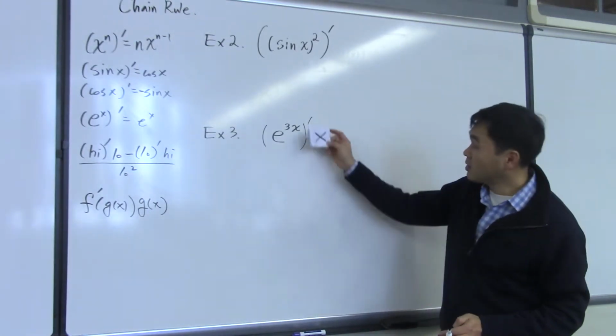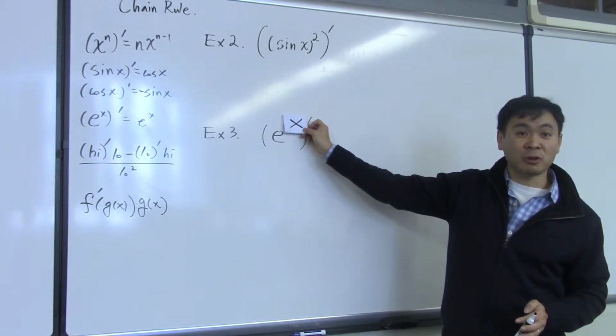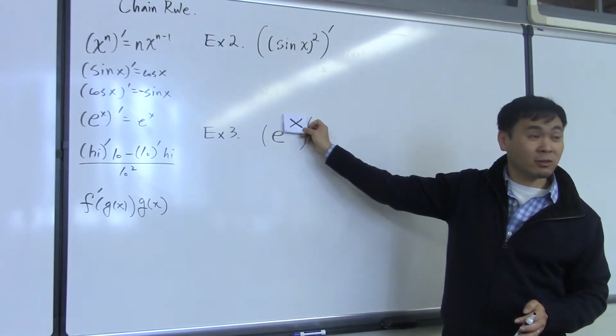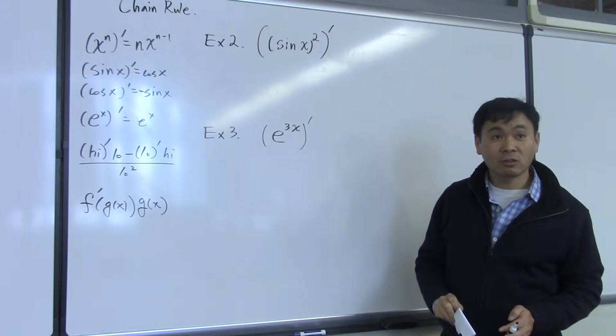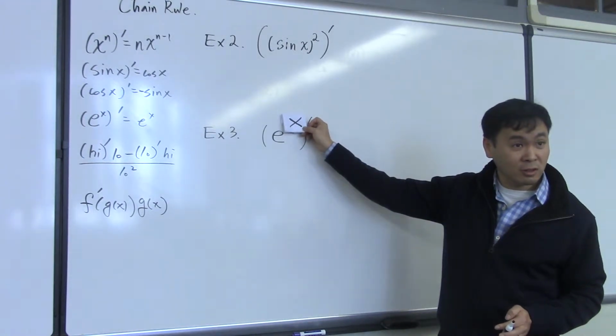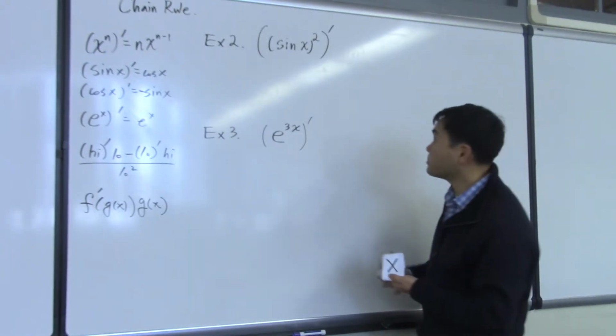So let's try this. I can replace this 3x by x, right? If you cover it, what function do you see? You see e to the x, right? What is being covered? 3x is being covered. So what's the outside function? E to the x is the outside function, and 3x is the nested function. It's the inside function, okay?